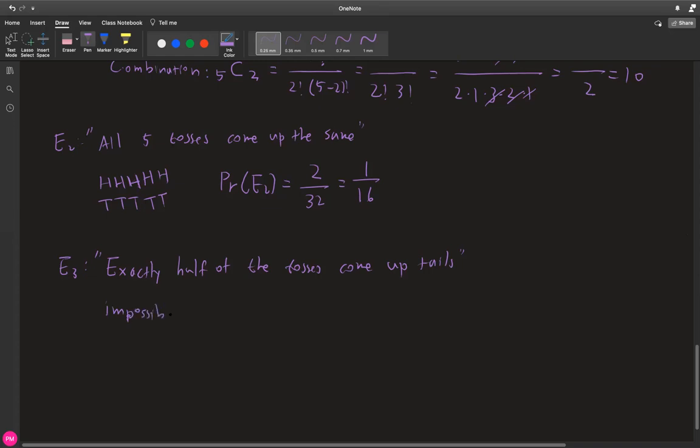Impossible event. And that's something that you should be able to conclude yourself. So hence, you can see that the probability of E3 is simply 0 because it's not possible. So it's 0 over 32.